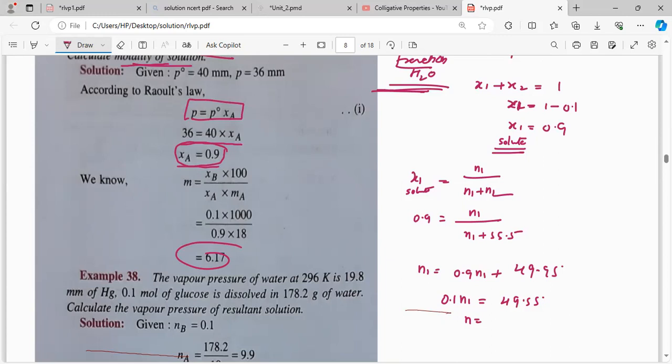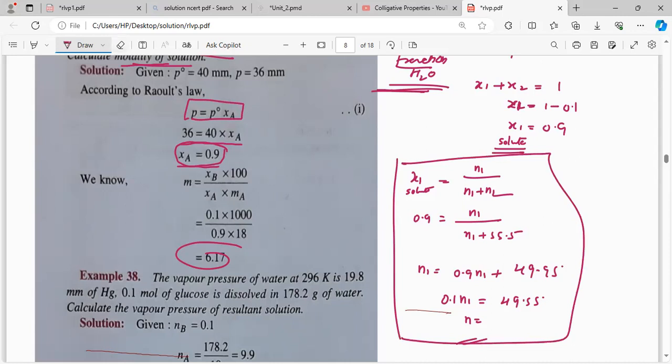You are solving this one, 49.95 divided by 0.1. It is coming 495. What is the problem? It is not coming correctly. Something is wrong. This method we are not getting this one. Somewhere it is missing. Here you see x1, xa they have considered.